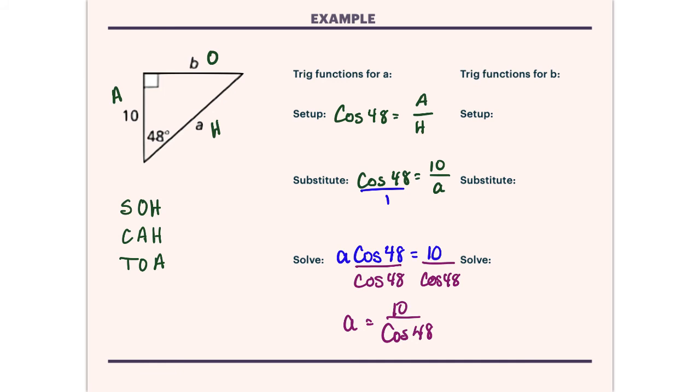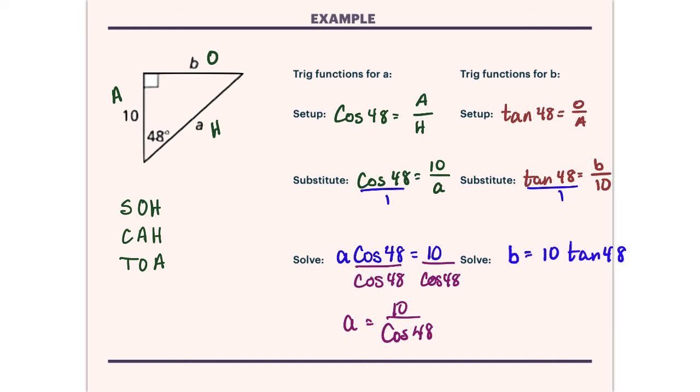Let's go ahead and find this opposite side over here now. I don't know opposite, I do know adjacent. That's opposite and adjacent, so I want to use the tangent function for this one. So I'll go tangent of the 48 is opposite over adjacent. So tan 48 is opposite, labeled B, over adjacent, which is 10. And we cross multiply. So B equals 10 times the tangent of 48. Once again, I'm going to go to my calculator here.